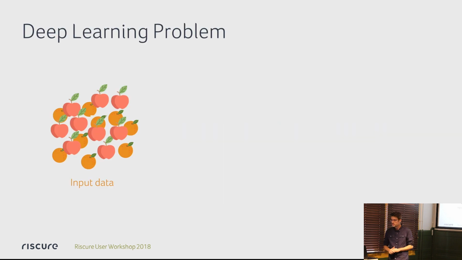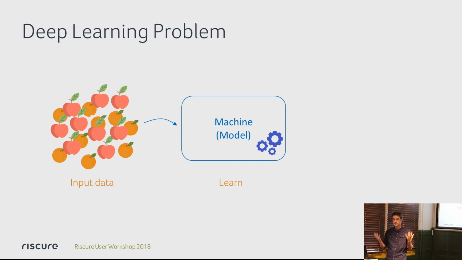So let's define what a deep learning problem is. Let's say you have a lot of input data, and you want to classify this data. You have a machine that basically implements a module that can receive this data, process it, and tell you which class it belongs to, one class or the other.